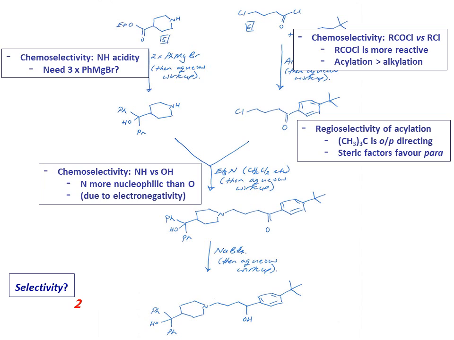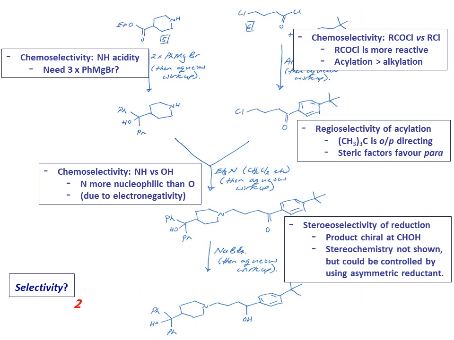And you might consider the stereoselectivity in this last step. Although the stereochemistry is not specified, your product down here of course contains a stereogenic center, and potentially if you wanted to control that stereochemistry, then using an asymmetric reductant would allow you to do that.